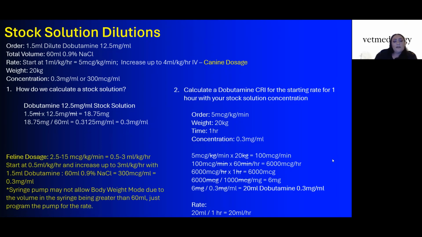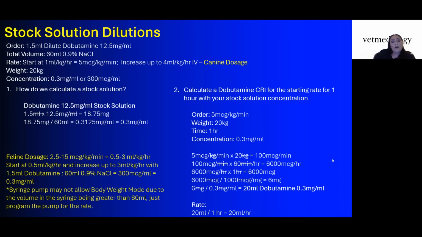The feline dosage is 2.5 to 15 mics per kg per minute, which is equal to 0.5 to 3 mils per kg per hour. Start at the 0.5 mil per kg per hour and increase up to 3 mils per kg per hour with 1.5 mils dobutamine to 60 mils, 0.9% saline. Again, it equals 300 mics per mil or 0.3 mgs per mil.